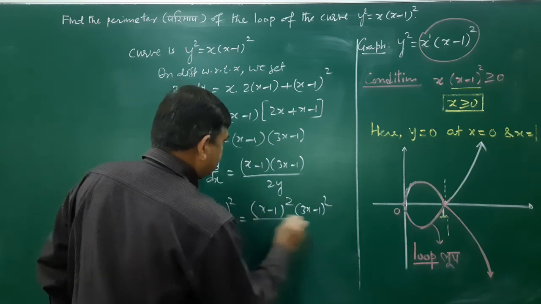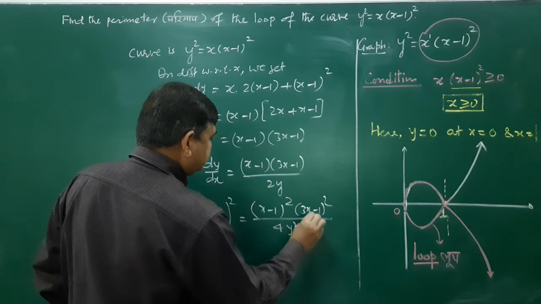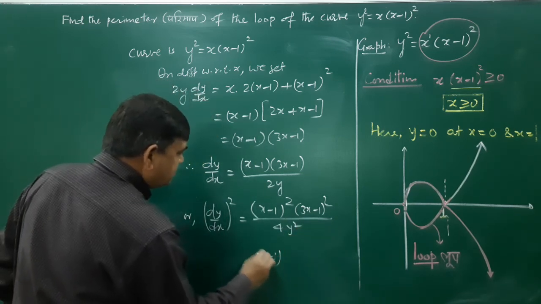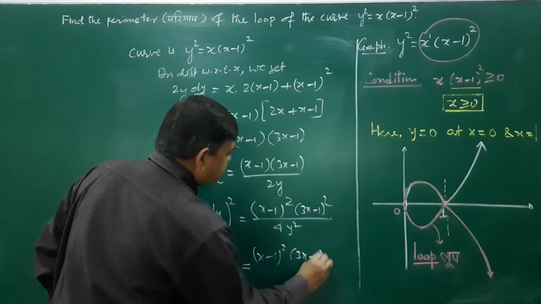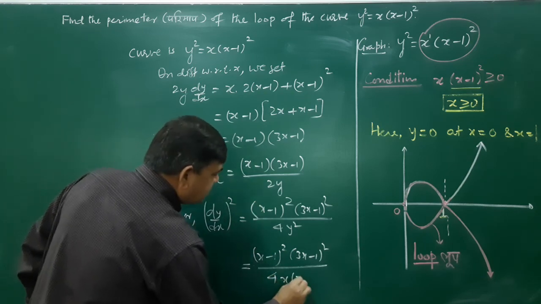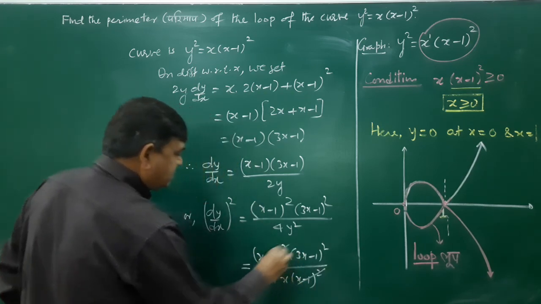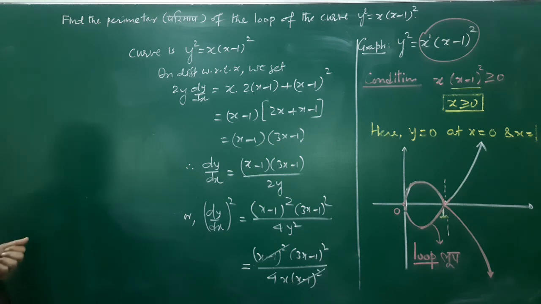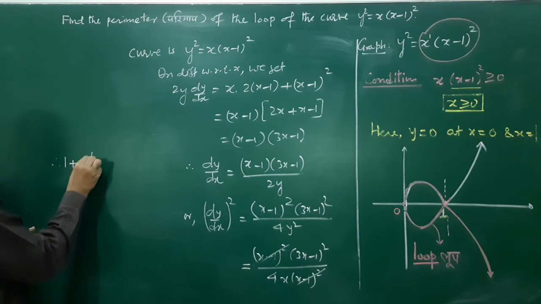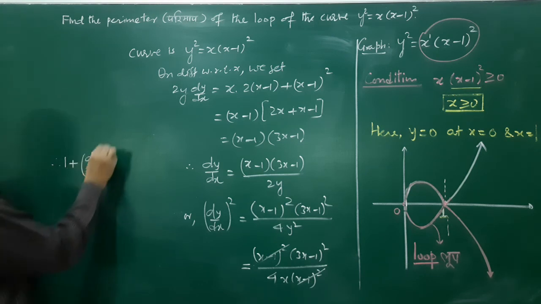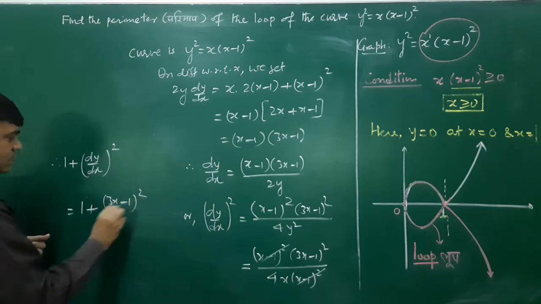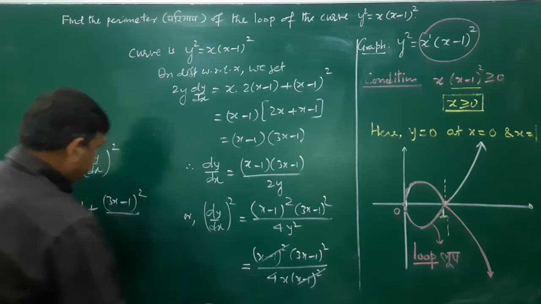minus 1 whole square upon 4y square. This is x minus 1 whole square, 3x minus 1 whole square upon 4. Y square is x times x minus 1 whole square. So this part is cancelled out. So what is left? Therefore, 1 plus dy by dx whole square equals 1 plus 3x minus 1 whole square upon 4x.